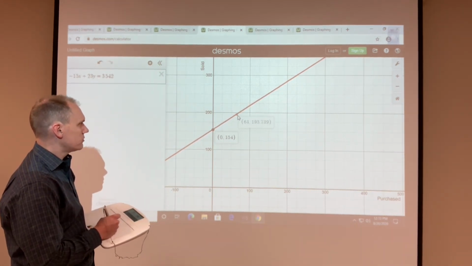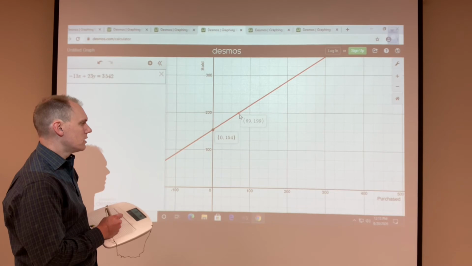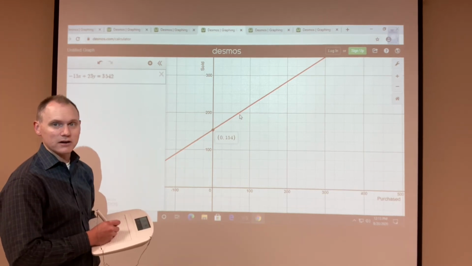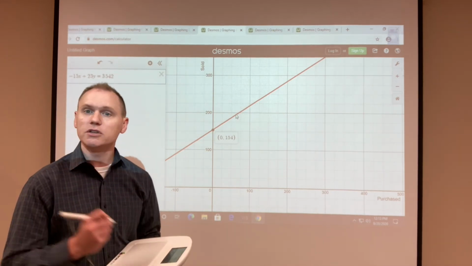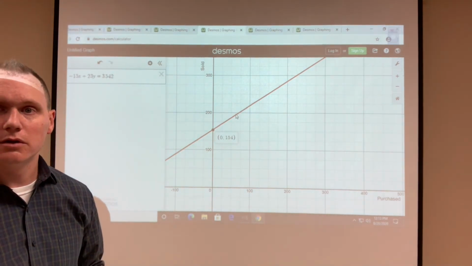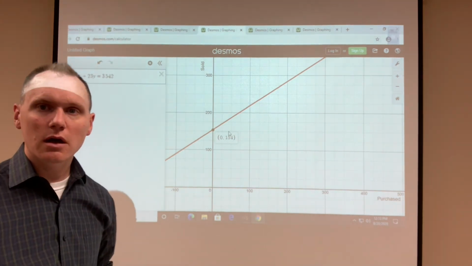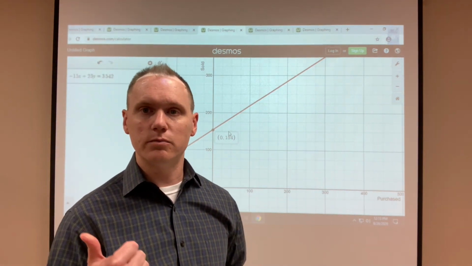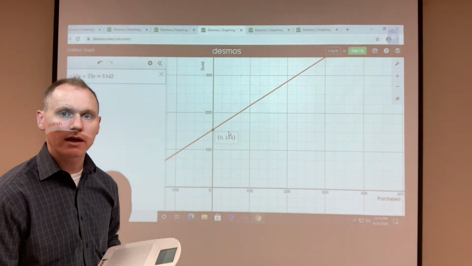But there are a large number of other possibilities. So if I scan through here, all right, hit this one. I could purchase 69 ink cartridges and then sell 199 of them, and I would still profit $3,542. So this line represents all of the different possibilities of ink cartridges that I could both purchase and sell, combinations of those that would still result in that same profit.